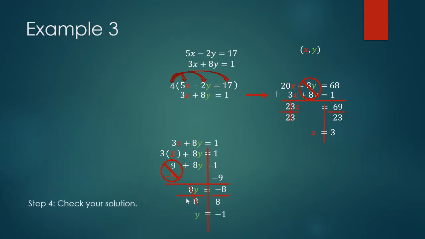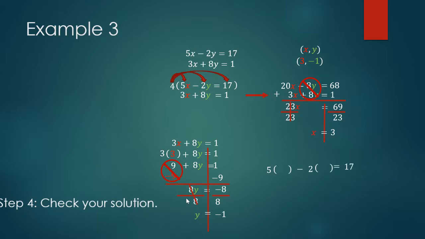Step number 4, check your solution. So my solution is 3 comma negative 1. What I'm going to do is substitute this solution into both equations and make sure they both come out true. So remember, I'm going to use parentheses on my known variable. So 5 parentheses minus 2 parentheses equals 17. On the first parentheses, I'm going to substitute in a 3. On my second, I'm going to substitute in a negative 1. Now what I'm going to do is simplify. 5 times 3 is going to be 15. Negative 2 times negative 1 is going to be positive 2 equals 17.